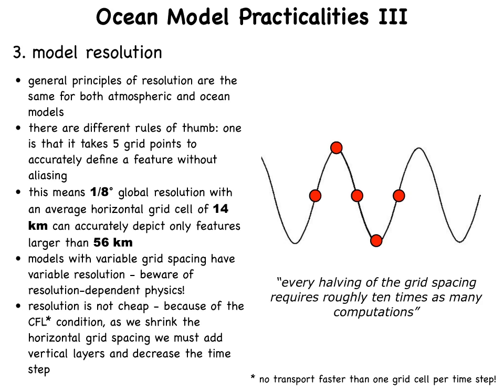A few general principles about resolution. There's a lot of different rules of thumb out there. The one that I was taught is that it takes 5 grid points to accurately define a feature without aliasing. Now it's important to think about what that means. If you have a 1/8 of degree global resolution model, you have an average horizontal grid box of 14 kilometers. That does not mean you are resolving 14-kilometer features, right? Really, you need 5 of those cells to resolve a feature correctly. So you're really resolving features on the order of 56 kilometers. Okay, and that's an important thing to remember.